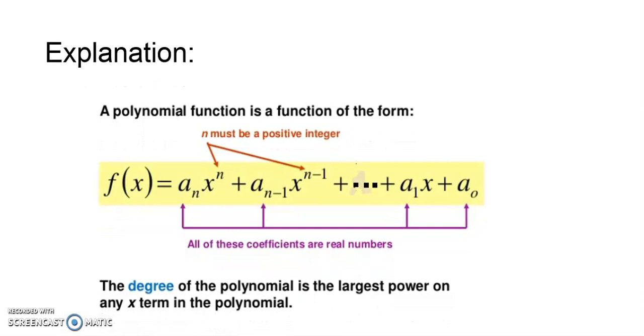Now, explanation of the same polynomial function. All of these are the coefficients, and these coefficients are real coefficients. n must be a non-negative integer. You can't take a negative value, right? Now, what is the degree of the polynomial? The degree of the polynomial is the largest power on any x term in the polynomial.